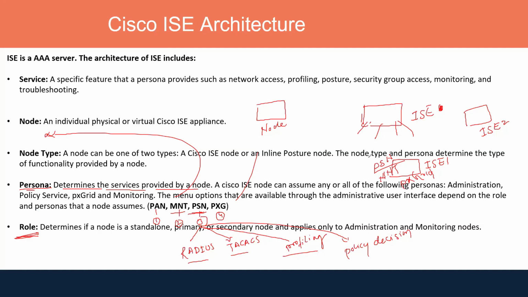You have enabled these three personas, but you haven't enabled administration. So though these services are running over here, you cannot manage them, because for administration, what do you require? You require a PAN. So let's say you have installed the PAN over here as well. Now you can access the ISE, you can create the policy. Based on the policy, if a user is authenticating, it is going to create the log. You can see the log as well.